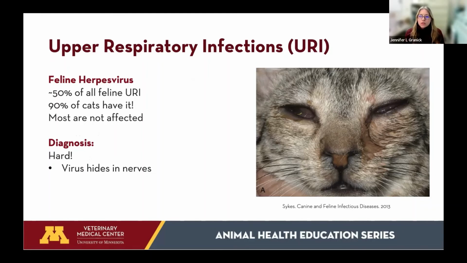We know that most of these infections are due to a virus called feline herpes virus. In fact, about 50% of all upper respiratory infections in cats are from feline herpes virus, and almost all cats have this virus, about 90% of cats. Most of the time, cats aren't affected, and it can be a difficult thing to diagnose because when it's not causing trouble, the virus kind of hangs out in the nerves, and so it's difficult to get a sample and know what you're dealing with. So a lot of times we're guessing.